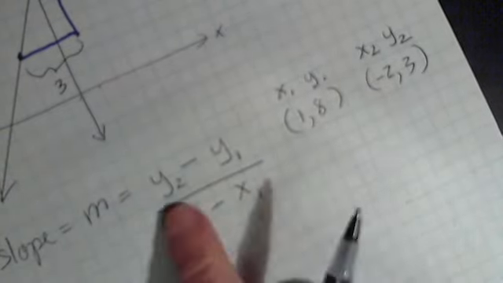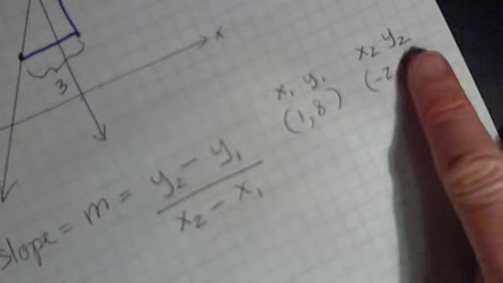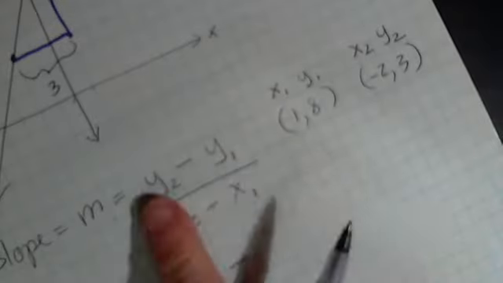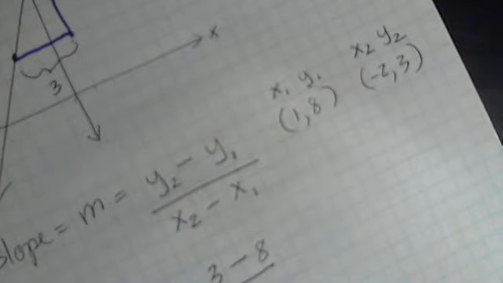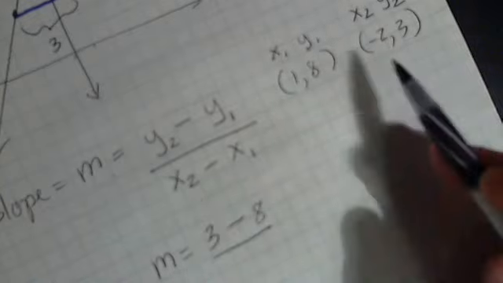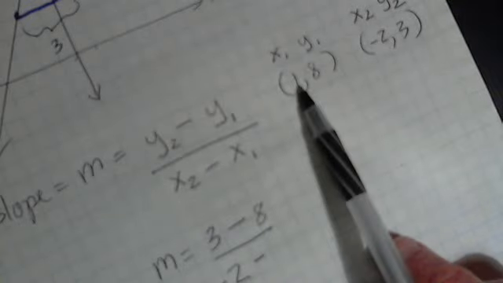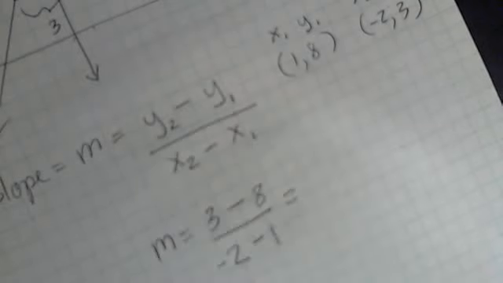So here we go. m equals y2. Let's go get it. y2 is this 3 right here. Be careful, don't choose x. It's the y values on top. 3, subtract. Now we're going to get the y1 value. That one's right here. It's the 8. All over, here's my fraction bar, the x2 value. Here's our x2. That's a -2. Subtract, remember to subtract for slope, the x1 value, which is 1. And then we just simplify that expression.